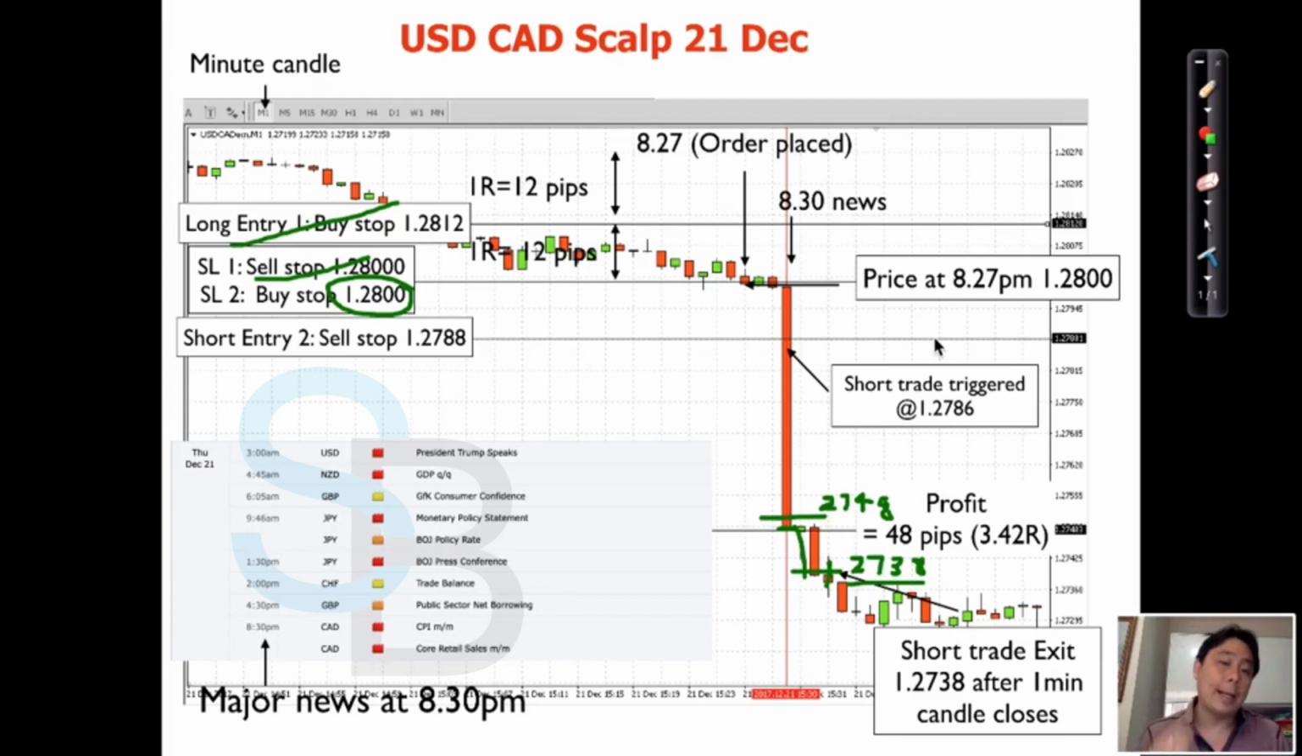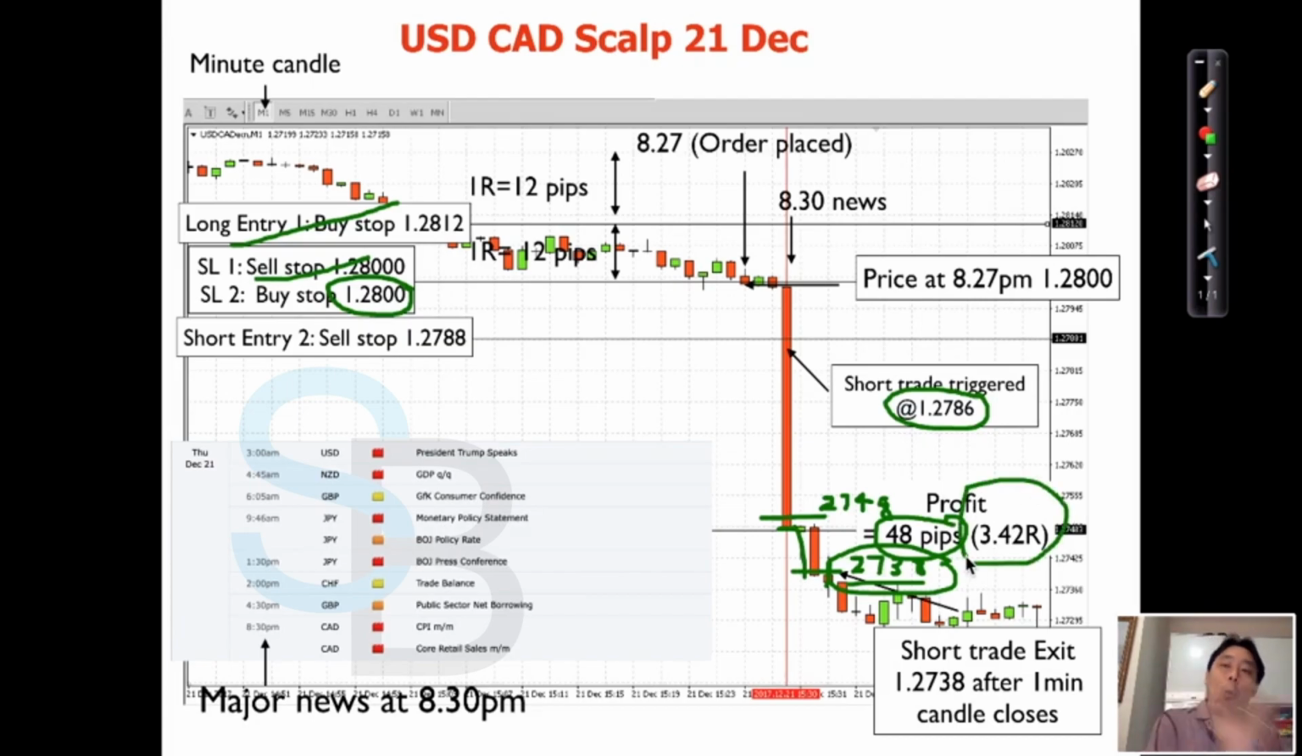So how many pips did I capture? So I entered at 2786 and I exited at 2738. So the difference is 48 pips. So I made 48 pips, right? And I risked 12 pips. Well, actually, I risked 14 pips if you think about it, because I got in 2 pips lower, right? So my R is 3.42R, right?